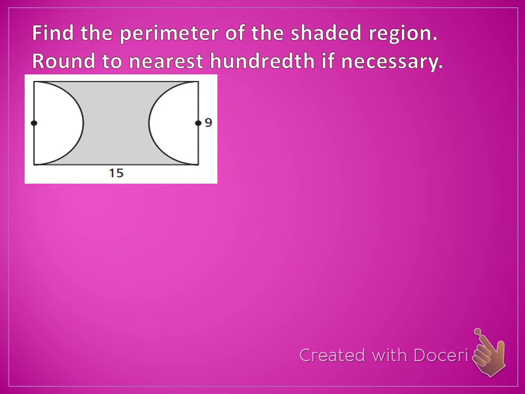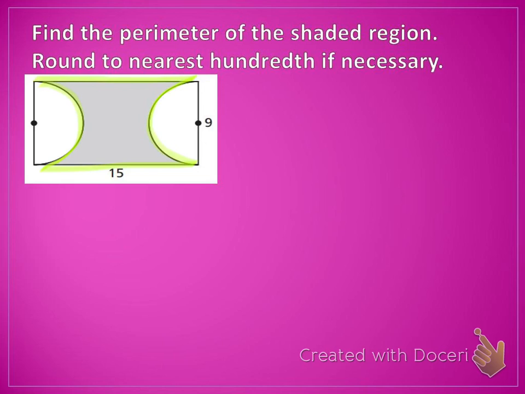Find the perimeter of the shaded region. So I would just go ahead and highlight it because for some reason it didn't print shaded. And we're going to round to the nearest hundredth if necessary. Hint, it is necessary. So perimeter is the distance around an object, right? It's the same as circumference. Circumference is just the circular version of it, right?